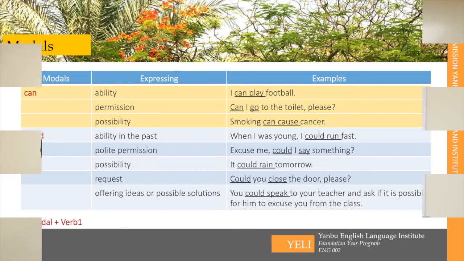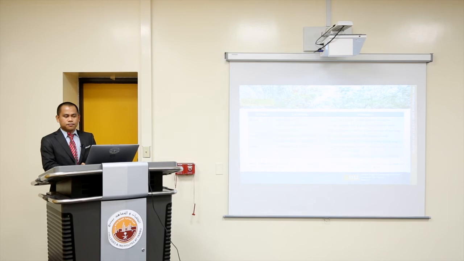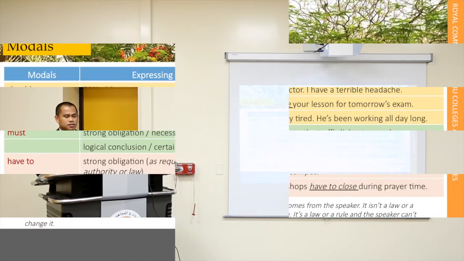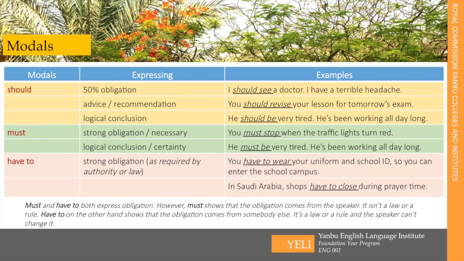We use should to express 50% obligation when we give advice or recommendation, or when we express a logical conclusion. We use must to express strong obligation or necessity, and logical conclusion or certainty. And we use have to express the same as must, strong obligation as required by authority or law. Now, you have there different sample sentences using these modals.